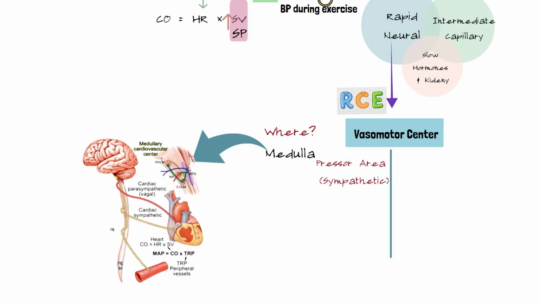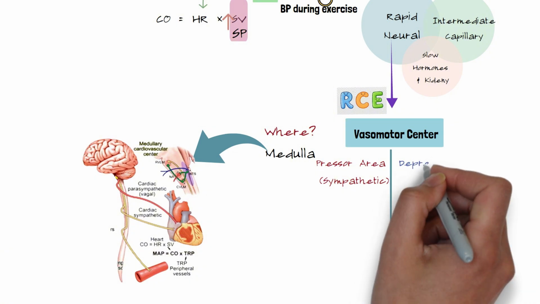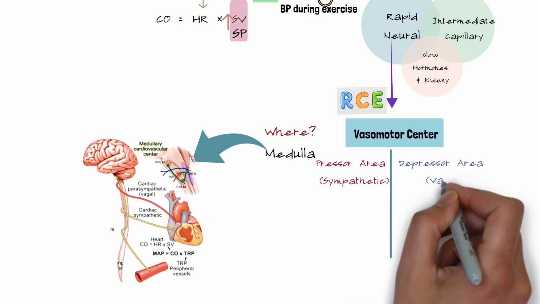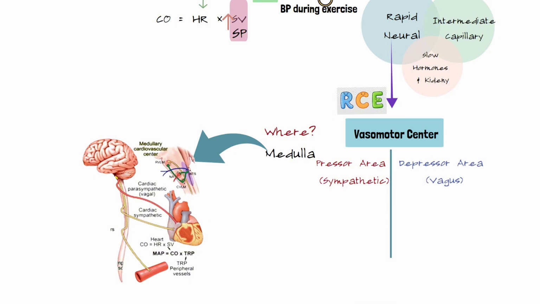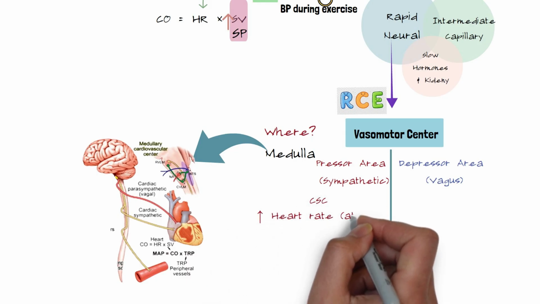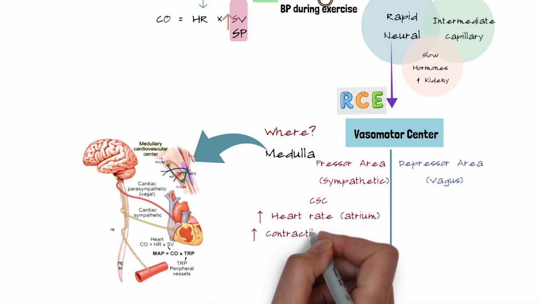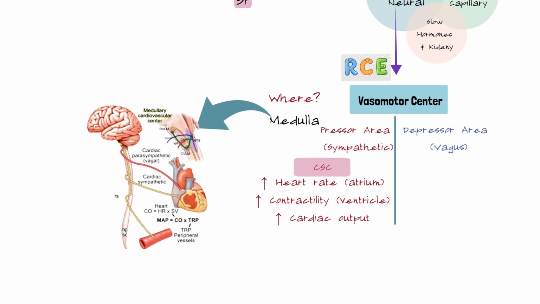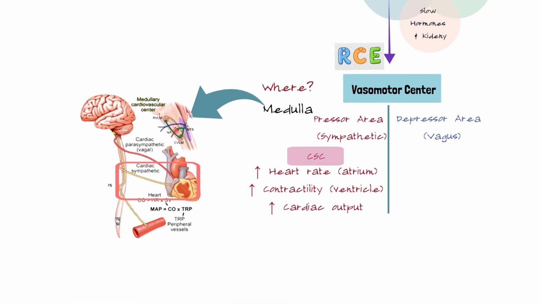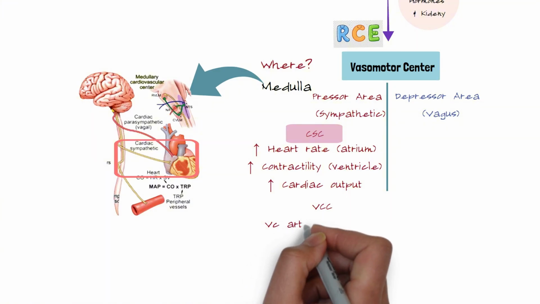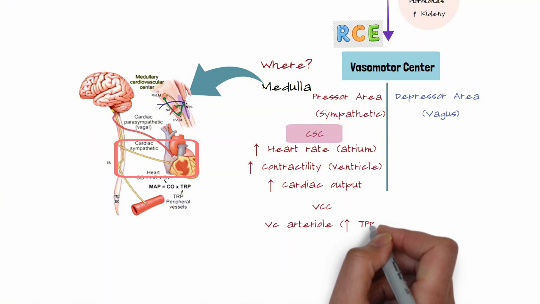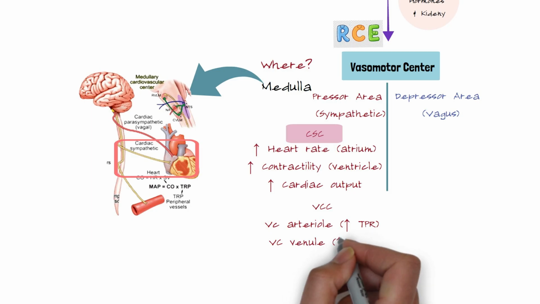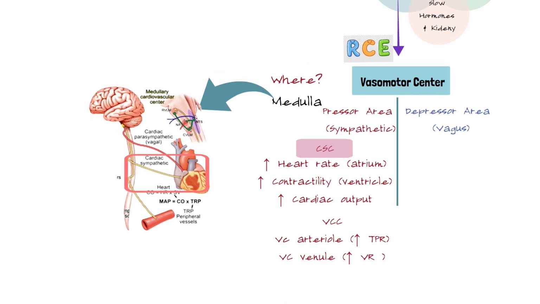It is divided into two main important components: the cardiac stimulatory center and the vasoconstrictor center. The cardiac stimulatory center sends sympathetic stimulation to the atrium and ventricle, increasing the heart rate and the ventricular contraction, while the vasoconstrictor center sends stimulation to the arterioles and the veins. Constriction of the artery results in increasing the total peripheral resistance, and constriction of the vein increases the venous return.